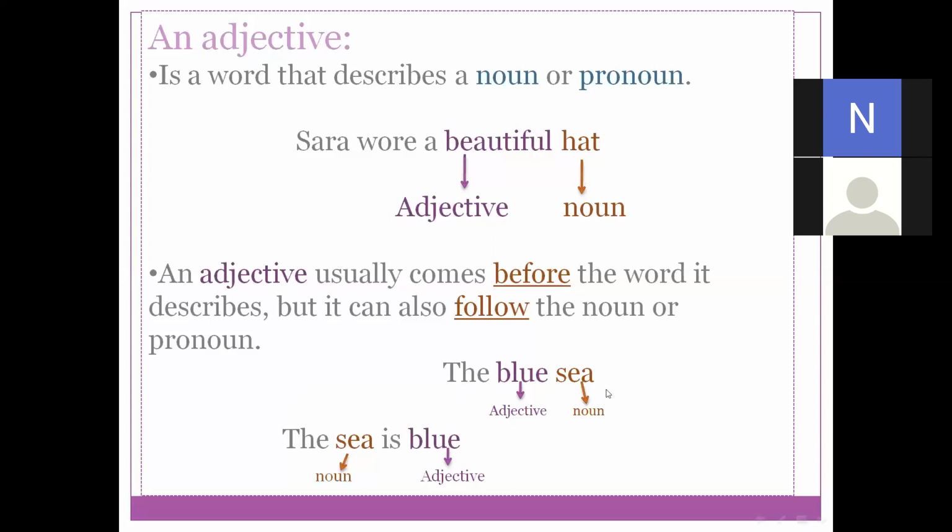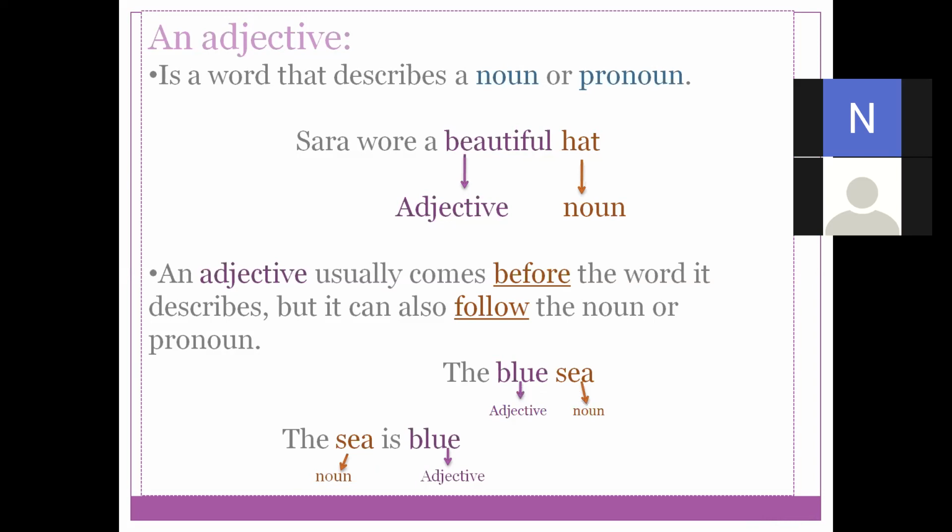The blue sea. Check here. The adjective came before the noun. Blue sea. I'm describing the sea. The color of the sea is blue. So the adjective is blue and the sea is the noun. So here the adjective came before the noun.